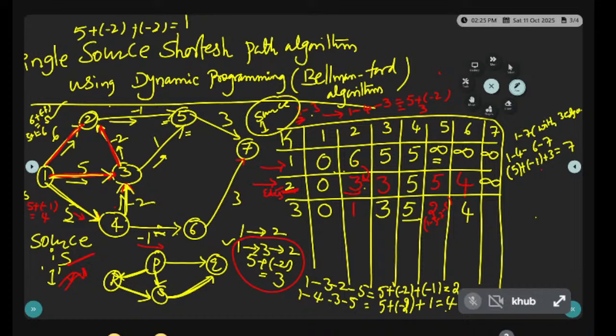1 to 3, 3 to 5, 5 to 7. 1 to 3 cost ఎంత, 5, 3 to 5 cost ఎంత, 1, 5 to 7, 9. Any other alternative? 1 to 2, 2 to 5, 5 to 7. This is equals to 1 to 2 ఎంత, 6, plus 2 to 5 minus 1, plus 5 to 7 3, ఎంత, 8. Any other?